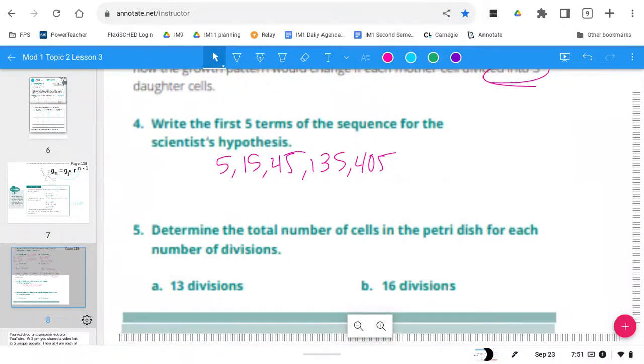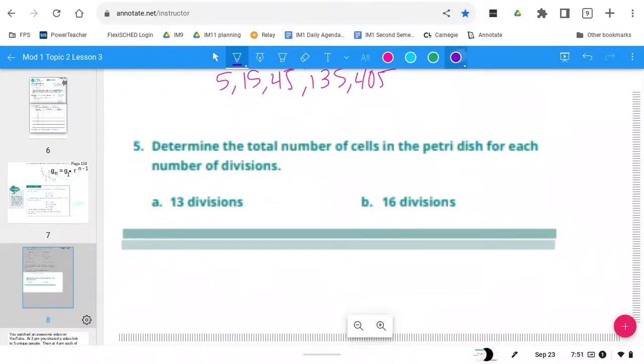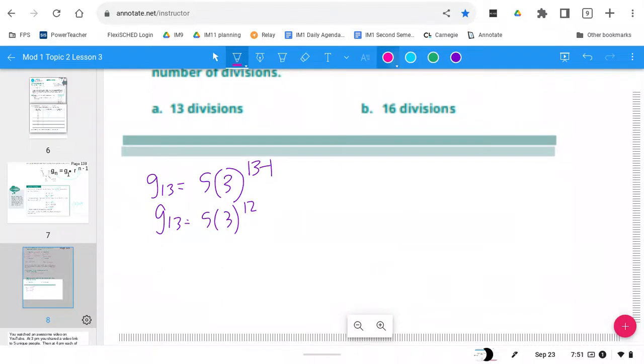So when I go in to determine the 13th and 16th, I have G sub 13. My first term is 5. We're multiplying by 3. 13 minus 1. So then you're going to type this into your calculator. So the 13th should give me this number. So go ahead and try the 16th as I'm writing in the answer. Pause the video before I write the answer in and try this one on your own.